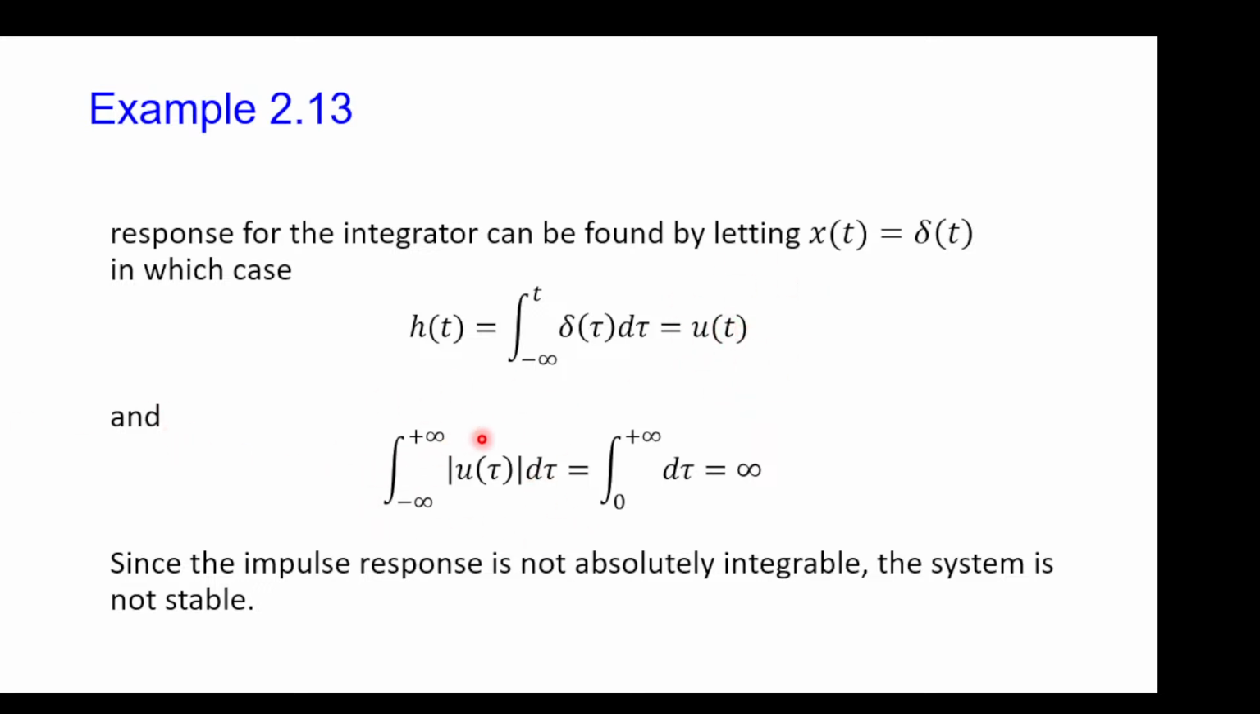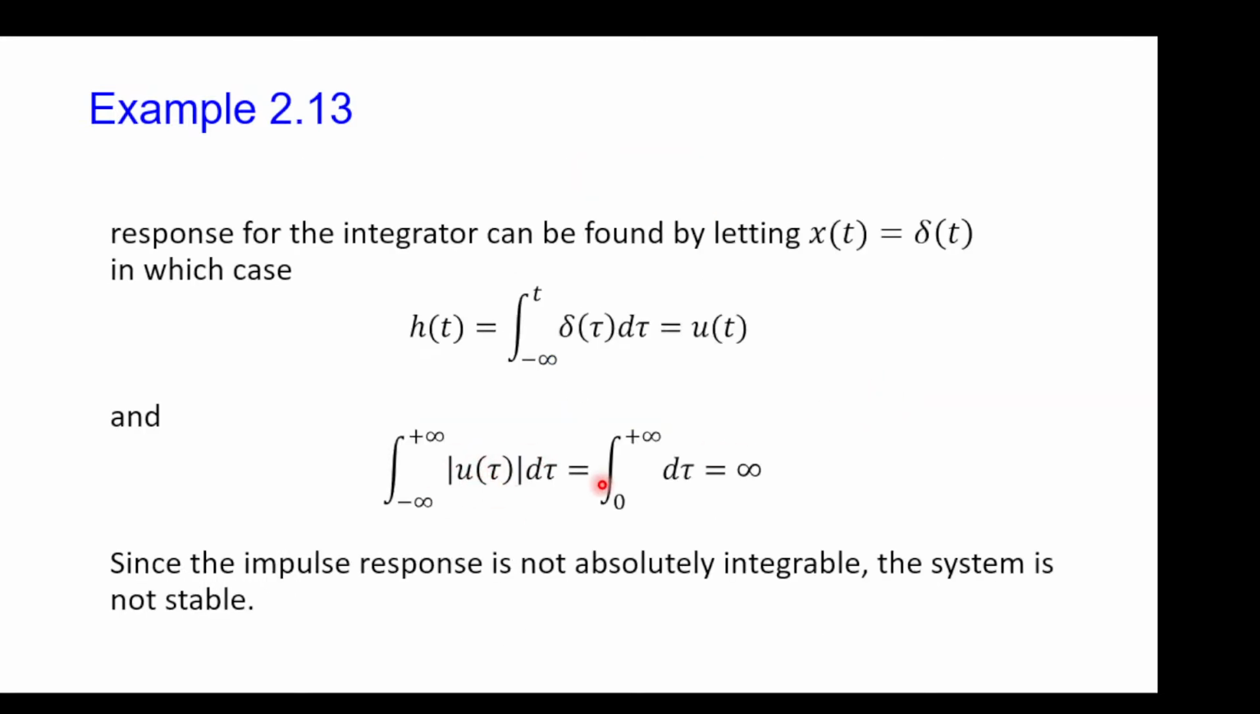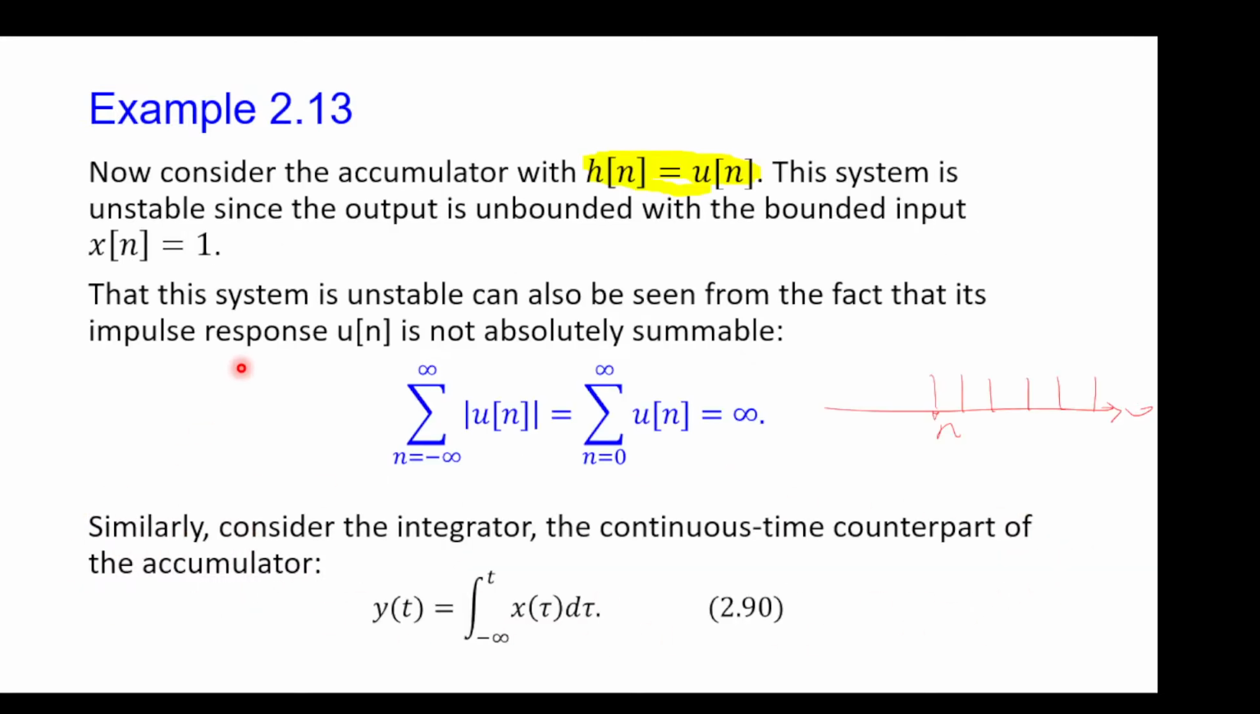Then check whether it's absolutely integrable. You see that, well, it's not, because just like this case, you have an infinitely long u of tau that's just 1 from tau 0 to infinity, and that's infinite. So the impulse response is not absolutely integrable, and the system is not stable, as you probably imagine, because if you put a constant function in, you also integrate to infinity. Is everyone okay with the example here?